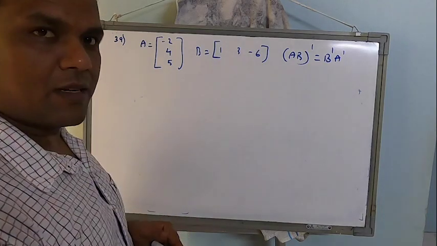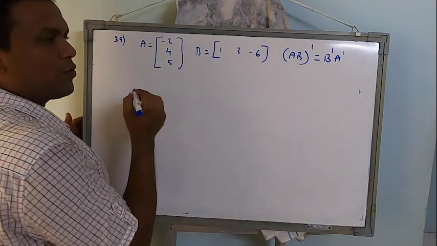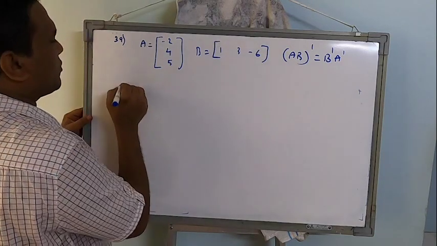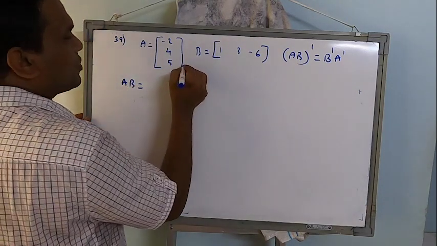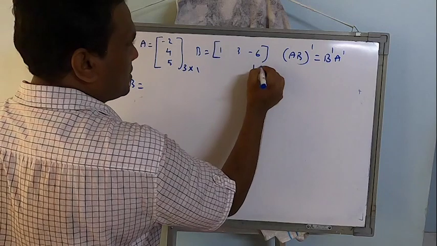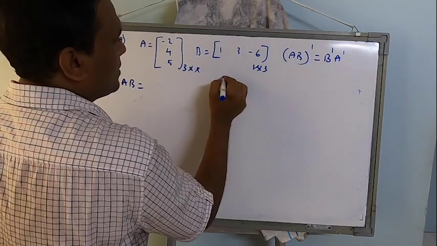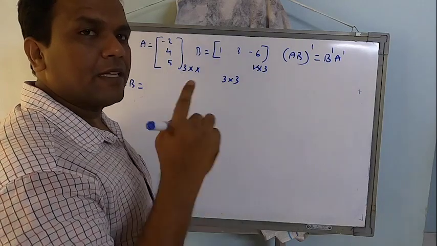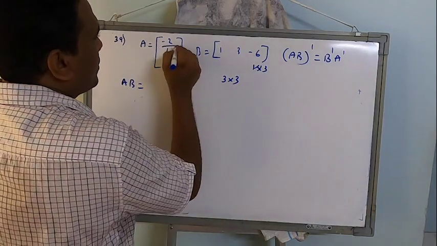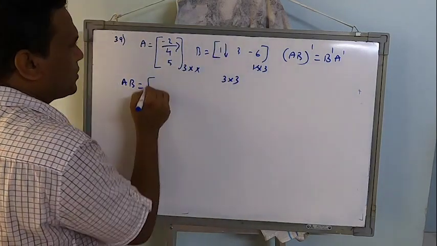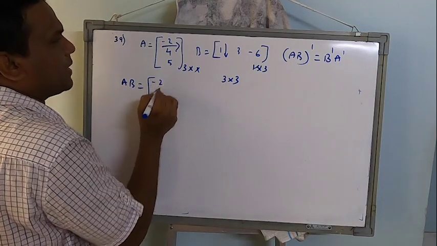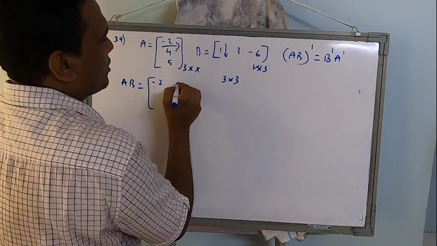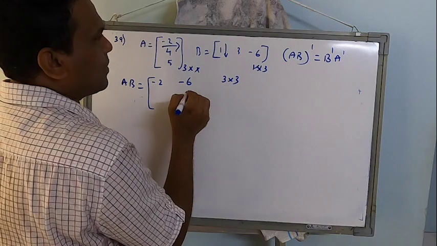So my suggestion will still remain the same. When you do AB, you should get to know what the order should be. First, I want to start with AB, right? So this is 3 by 1 and this is 1 by 3. So if I eliminate this, 3 by 3. So AB should be a matrix of 3 by 3, 3 rows, 3 columns. So first row, first column, on multiplying, it's going to be minus 2. Then first row, second column, minus 6. No plus, no minus sign.